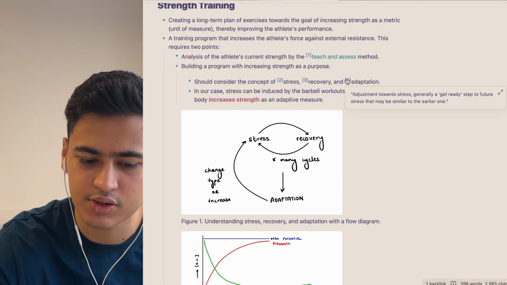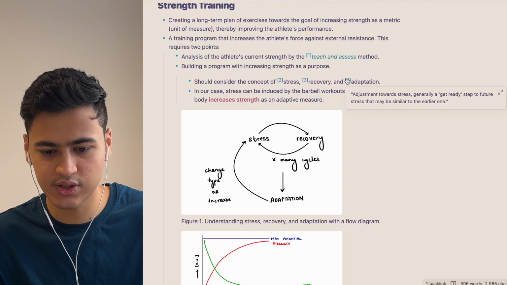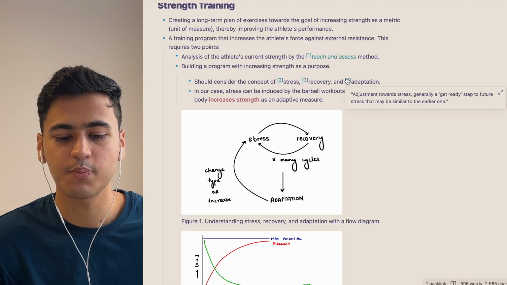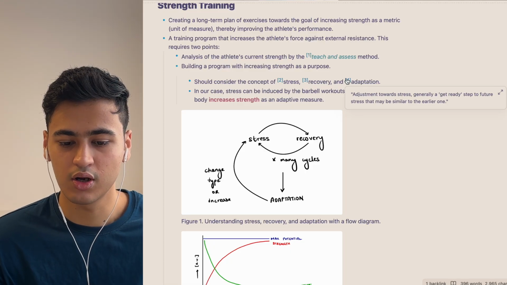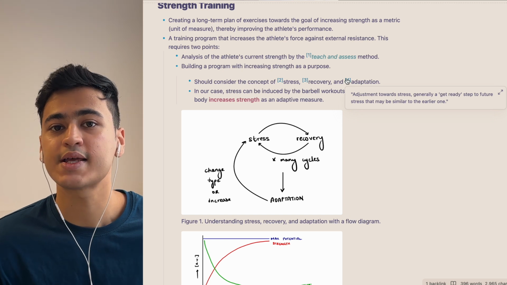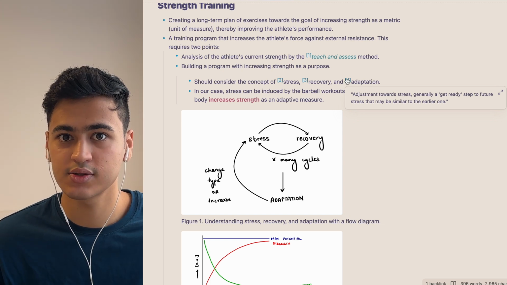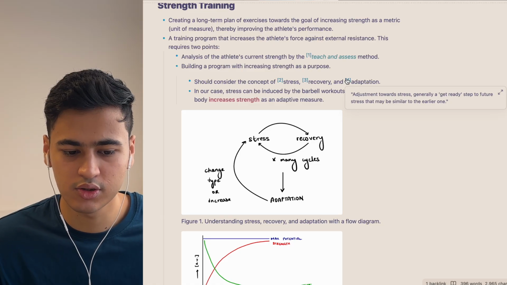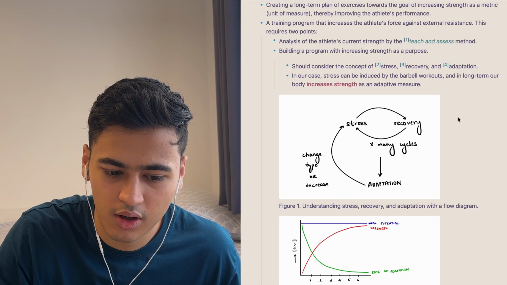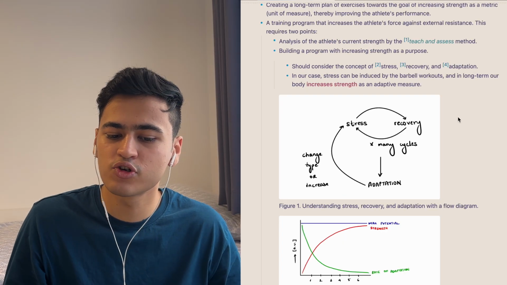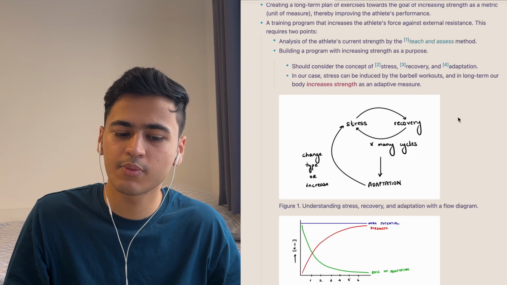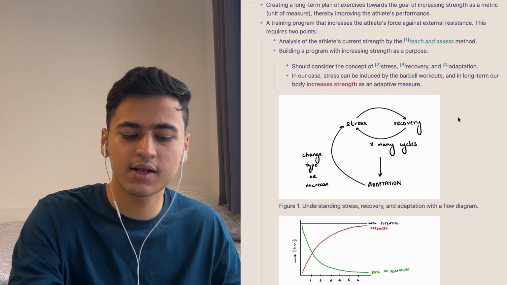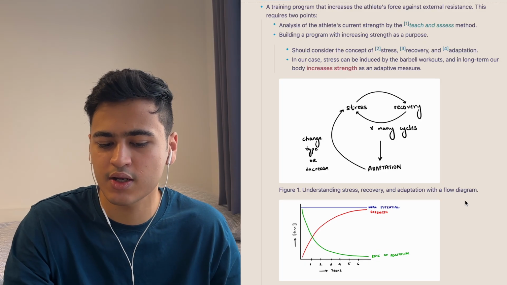And what is adaptation? Adjustment towards stress, generally a get-ready step for future stress that may be similar to the earlier one. So the body tries to adapt to the stress such that if it is repeated in the future, the body is already adapted to it. So in our case, stress can be induced by barbell workout, and in the long term, our body increases strength as an adaptive measure.